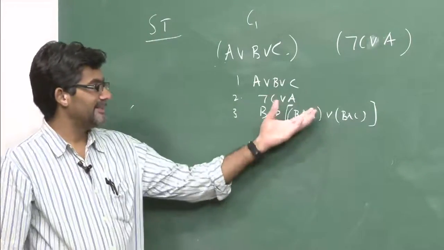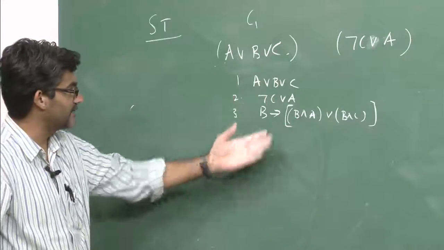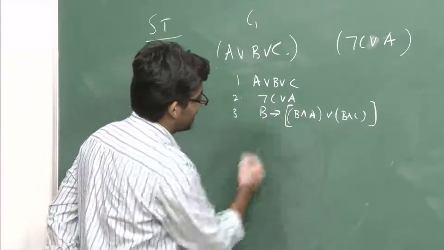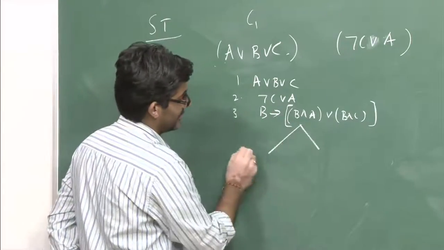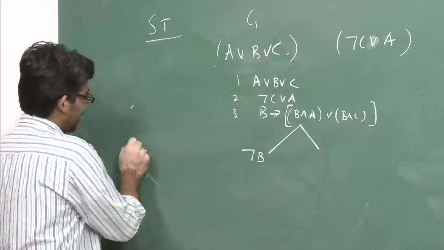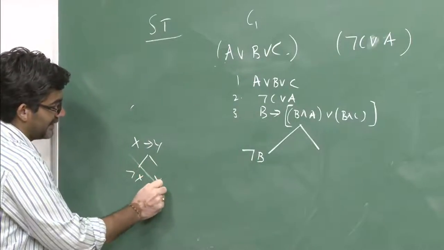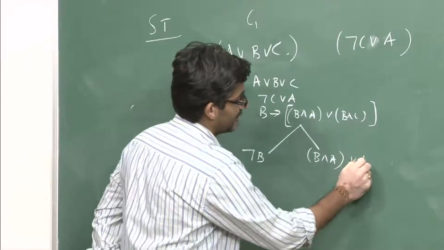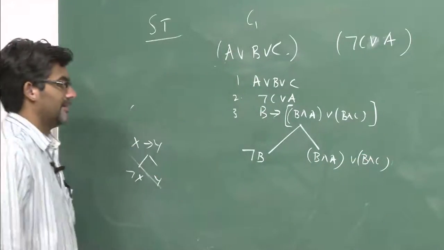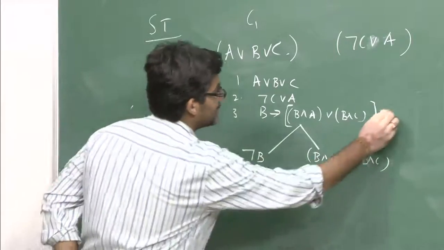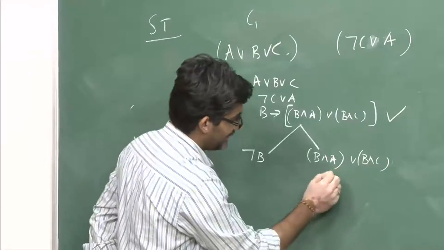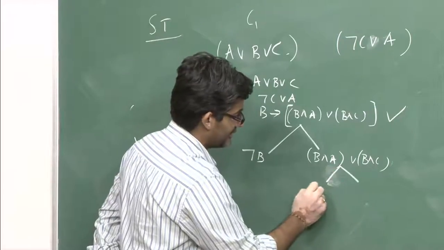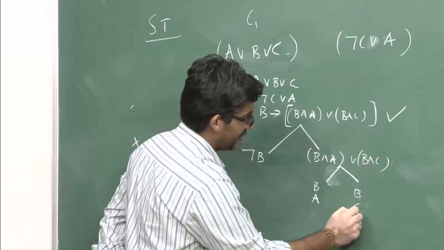At least under some interpretation, this formula is going to be true, x1, x2, x3. So now you use the tree rules to expand this. You apply this one, x implies y, then it will become not x or y. So this will become not B, and this is the same, B and A or B and C. So now this is over. Now this can be further simplified into this. So either it is B and A, or it should be B and C.